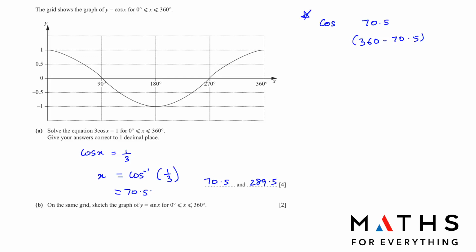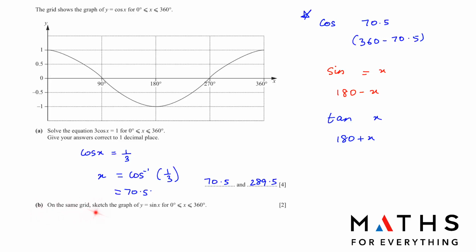That will be 289.5. Also remember, if it is a sine and you get an answer, suppose you get x, to find the second value, we will do 180 minus x. And for tan, if you get an answer x, the other will be 180 plus x. So just keep in mind this.